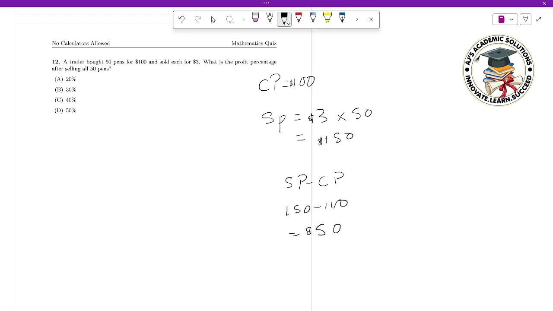So what is the profit percentage now? What we're going to do is percentage profit is equal to 50, which is the profit, over the cost price, which is 100, times 100. So these two cancel, leaving me with 50%. So this answer here would be D.